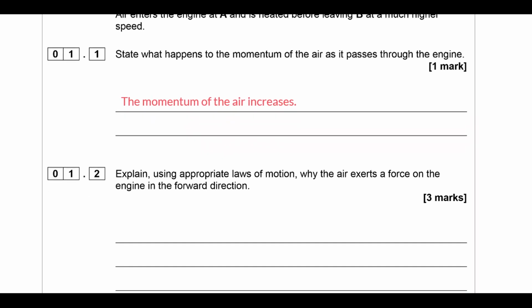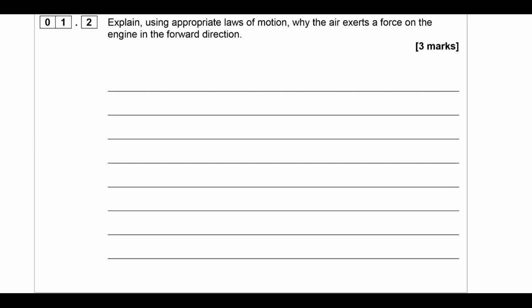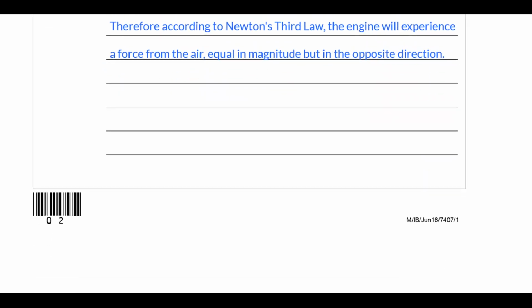Okay, so fairly straightforward. Explain using appropriate laws of motion why the air exerts a force on the engine in the forward direction. So this is going to be about using Newton's second and third laws. First thing is, if the air's momentum increases, it must have experienced a force from the engine. And if the air experiences a force from the engine, the engine will experience an equal and opposite force pushing it forward. So let's get that down. All right, so that's our answer there. Let's move on.